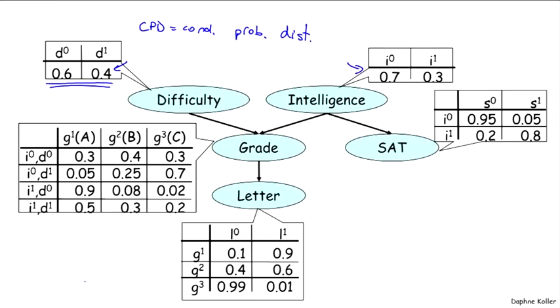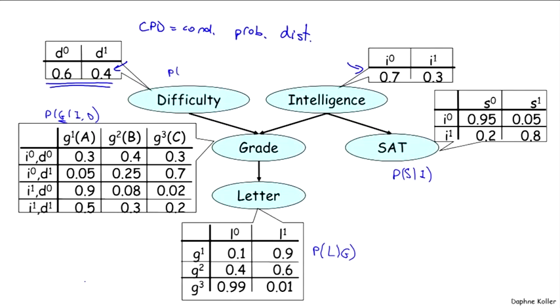So here is the conditional probability distribution that we've already seen before for the probability of grade given intelligence and difficulty. And we've already discussed how each of these rows necessarily sums to 1 because it's the probability distribution over the variable grade. And we have two other CPDs here. In this case, the probability of SAT given intelligence and the probability of letter given grade.